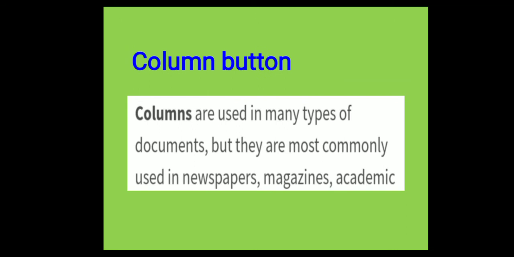Next one is the Column button. Columns are used in many types of documents, but they are most commonly used in newspapers, magazines and academic documents. Through the column button you can categorize text into columns, just like you see in a newspaper. News is printed column-wise. So through this column button you can create columns in your document.